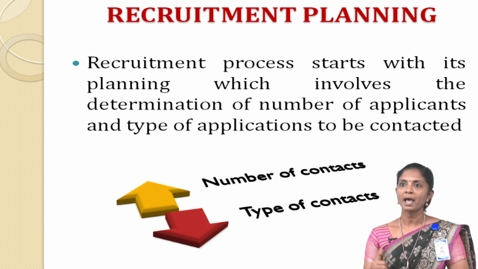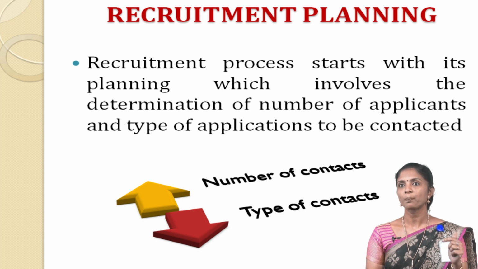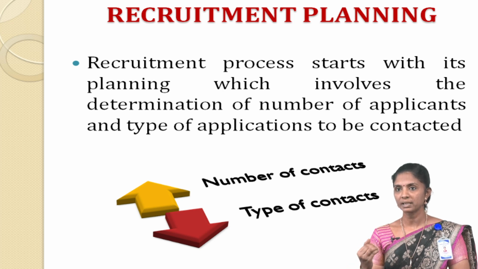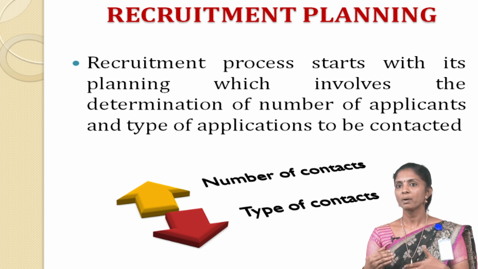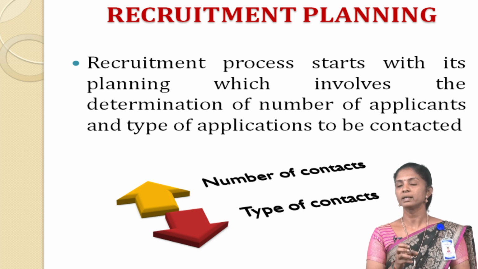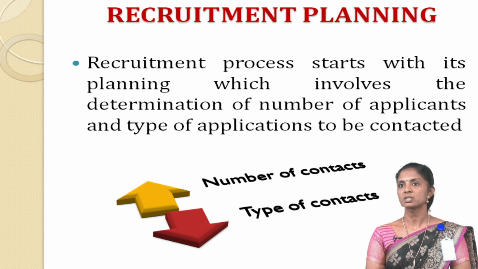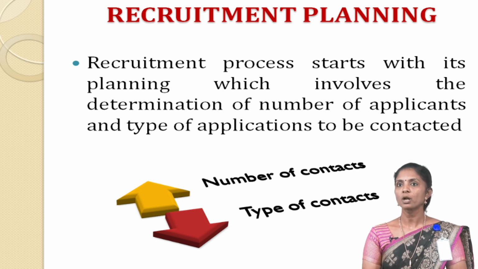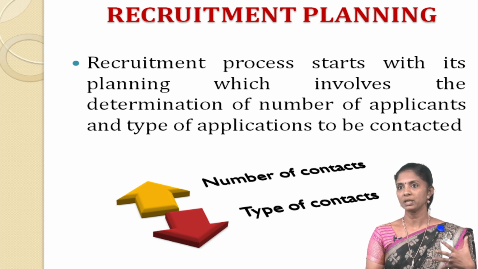First, recruitment planning. The recruitment process starts with planning, which involves the determination of the number of applicants and the type of applicants to be contacted. Now, one by one I will explain the concept of number of contacts and type of contacts. Number of contacts: the organization generally plans to attract more applications than what it intends to select, as it wishes to have options in selecting the right candidates.